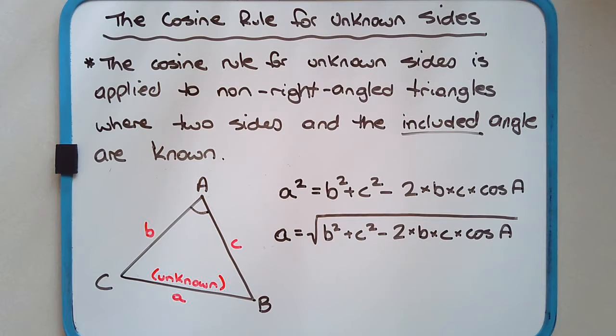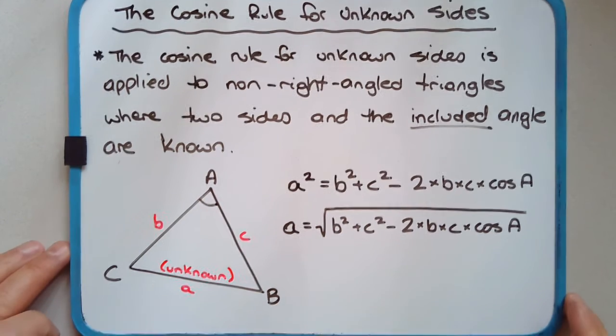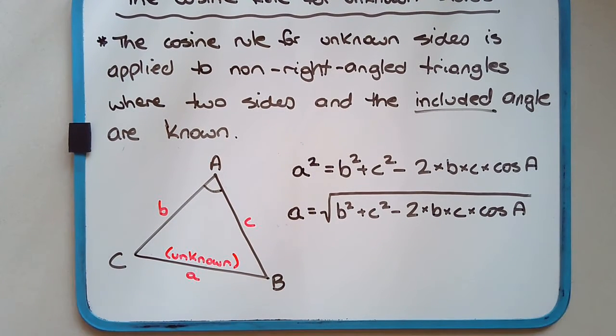Now, the cosine rule for unknown sides is applied to non-right angled triangles where two sides and the included angle are known. This is in contrast to the sine rule. The sine rule is applied when there are known side angle pairs. I'll just draw your attention to the diagram here.